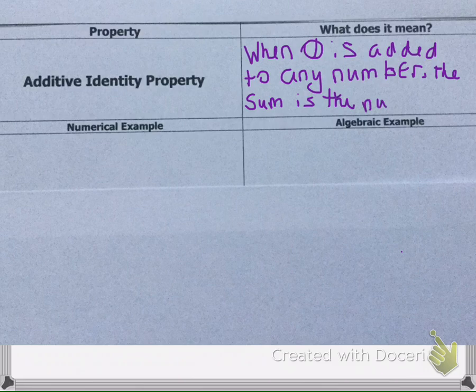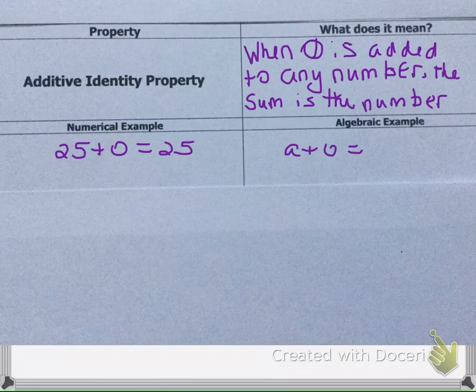Okay, so you keep your identity. That's the way I remember it. Additive identity number. Any number added to 0 is that number. It keeps its identity. Example for that, 25 plus 0 is 25. Algebraic expression, A plus 0 equals, no matter what A is, it's going to equal A because it's added to 0. That's the additive identity property.